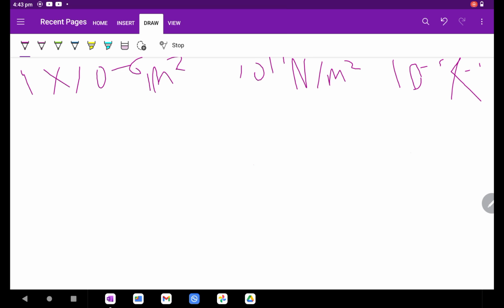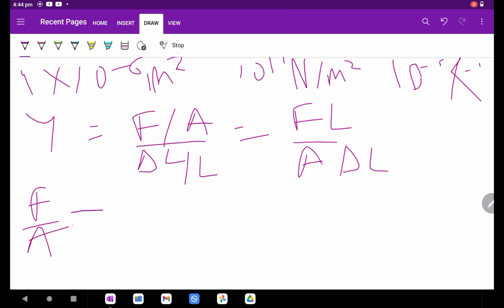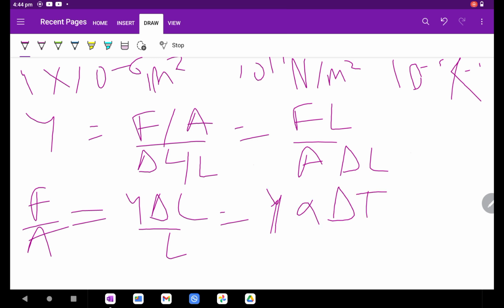We know that Y is equal to F by A divided by delta L by L. So we are left with FL by A delta L, and since this is a case of linear expansion, we can rewrite this as F by A is equal to Y delta L by L, and Y delta L by L can be written as Y into alpha delta T, because delta L is nothing but L into alpha delta T.